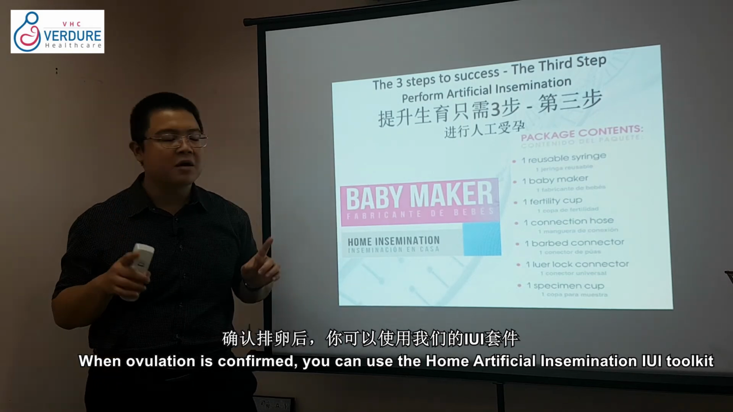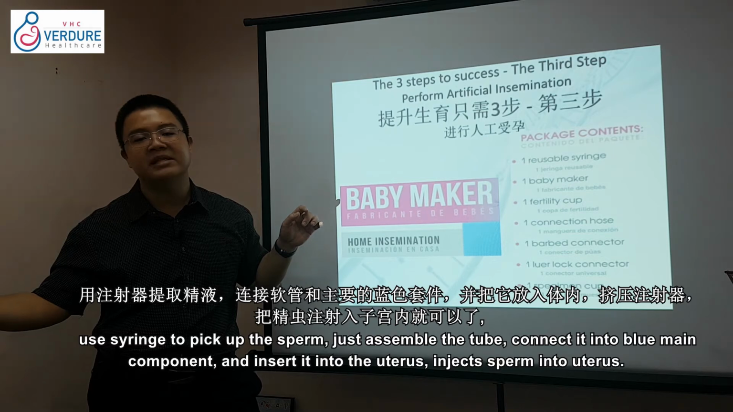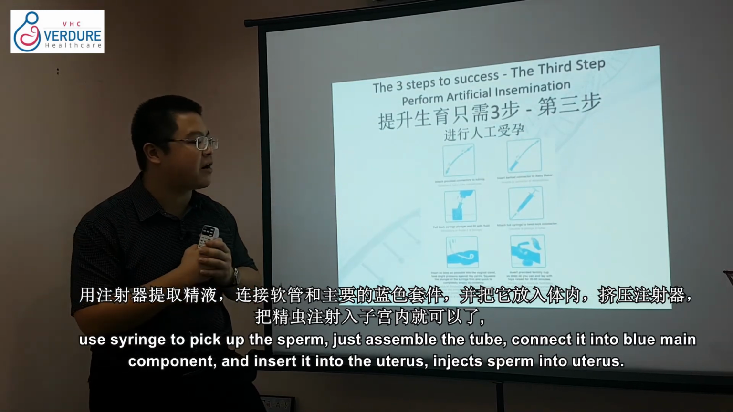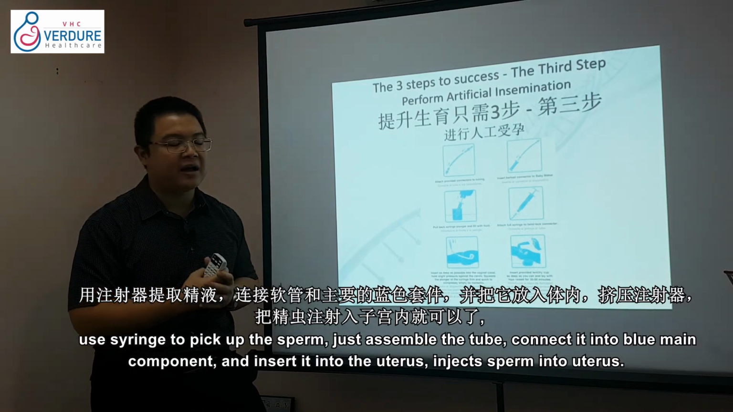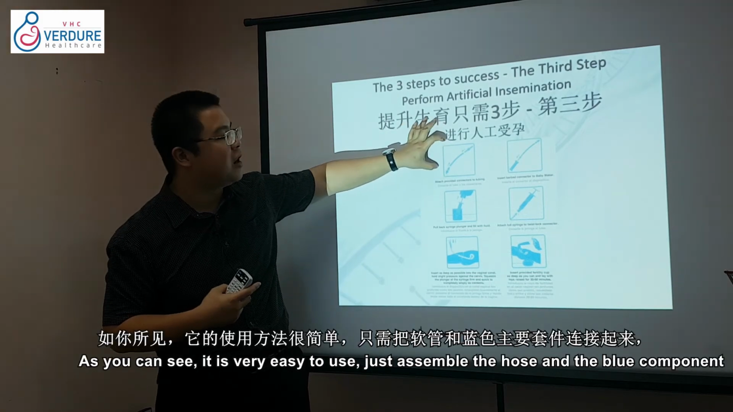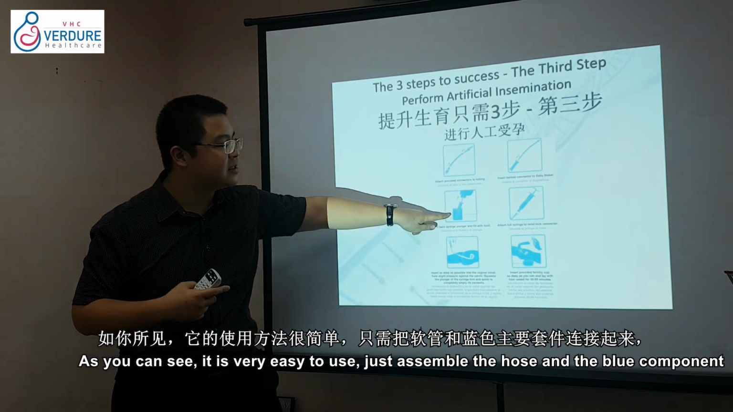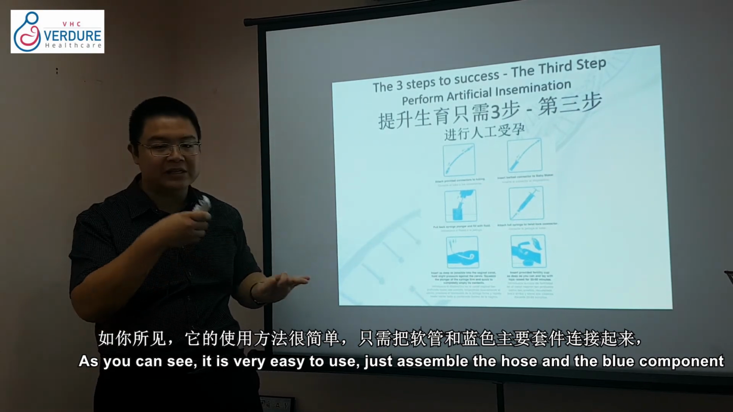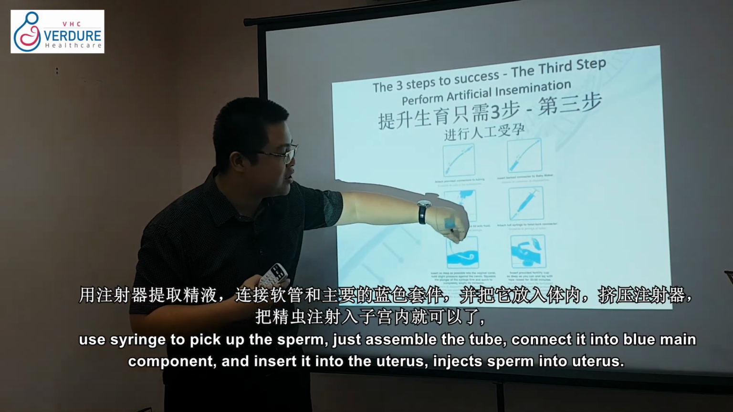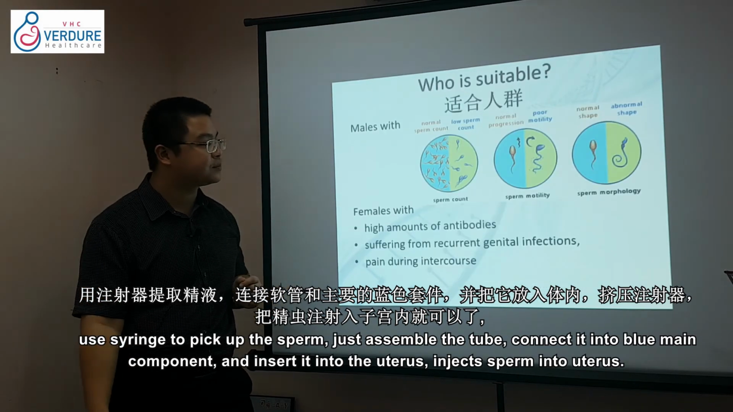And if that's the case, you can use the third step, which is the IUI kit, whereby there is a long component, blue color, whereby there is a syringe to collect the sperm cells from your partner, and you can use this blue component and inject the sperm directly into the womb. Okay, so as you can see, it's very easy to use. Just assemble the hose and put that hose into the blue component, and then use the syringe to extract the sperm cells that your partner has given you, and then put the syringe into the hose and use the blue component to inject the sperm cells.